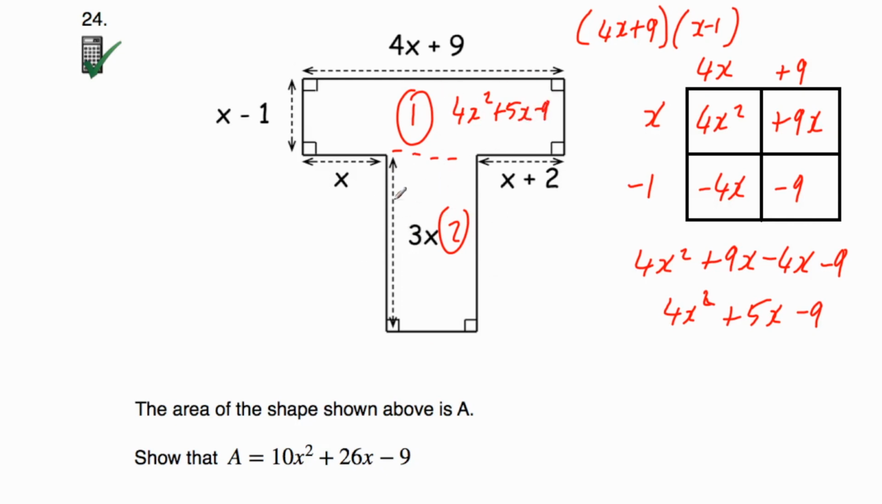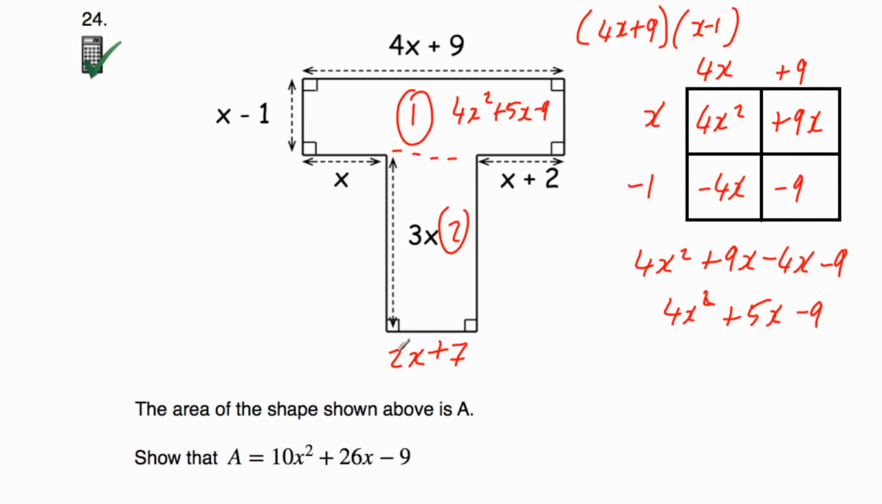Rectangle 2, this rectangle, we know its length is 3x, but we don't know its width, so we need to find the width of this rectangle. If we have a look at the width of the whole shape, it is 4x plus 9. And we've got this is x, and this is x plus 2. So x plus 2 plus this must be equal to 4x plus 9. So we just need to find out what we would need to add to x and x plus 2 to get 4x plus 9. We've got x plus x is 2x, so we need another 2x to get 4x, so it must be 2x. And then we've got plus 2, but we want plus 9, so it'd have to be plus 7. So that means the width of this rectangle would be 2x plus 7.